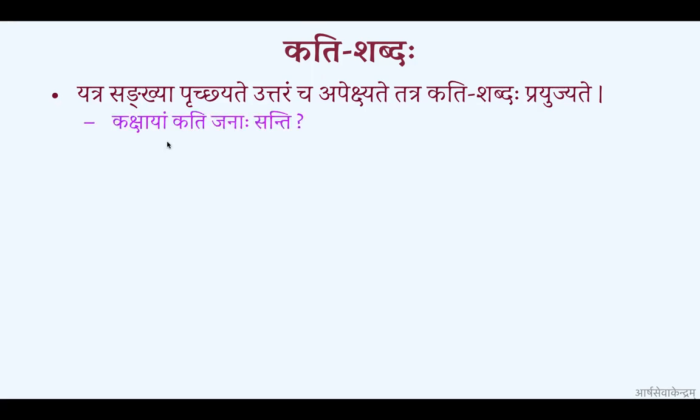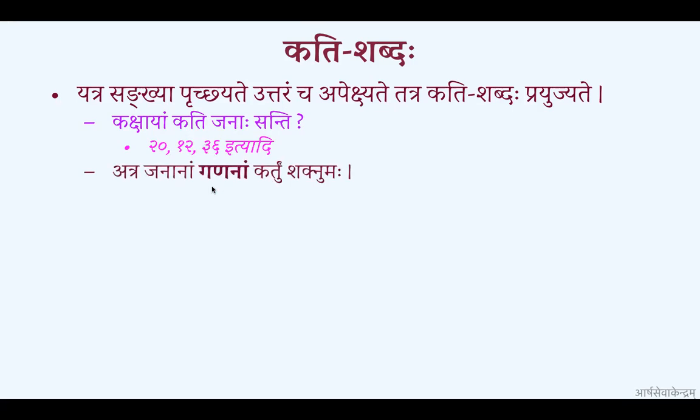So what is an example? Kakshayam kati janaha santi. In the class, how many people are there? Kati janaha santi. The question is asking about the number of people in the class. So it is expecting an answer which is a number. Therefore, your samadhanam will also be a number. So 12, 36, whatever, 20, ityadi. Whenever you expect an answer to be a number and the answer is also given as a number, then you use kati.